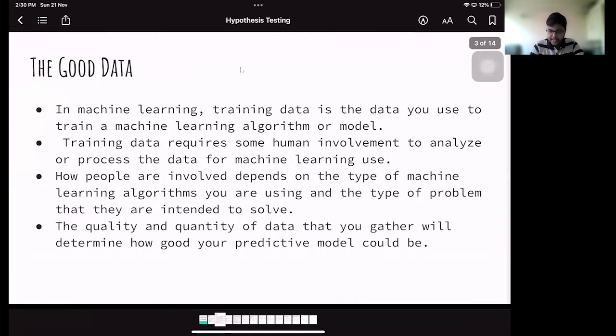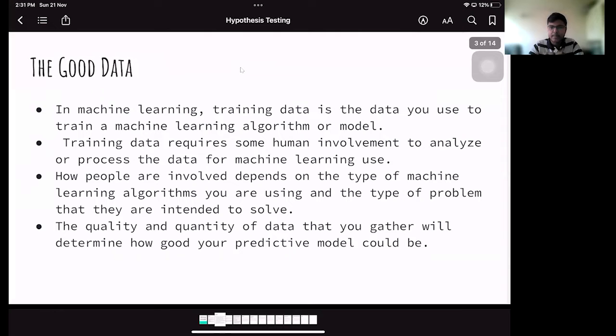So, good data. As I told you, machine learning requires a huge amount of data for its prediction. So what is data? And what is good data? In machine learning, what we do is we train a model. Let's say it can be a linear regression or classification. If you want to classify the observations into two or more classes, that is called classification. All this model training requires training data. So the data I told you about is called training data because it is used to train the model.